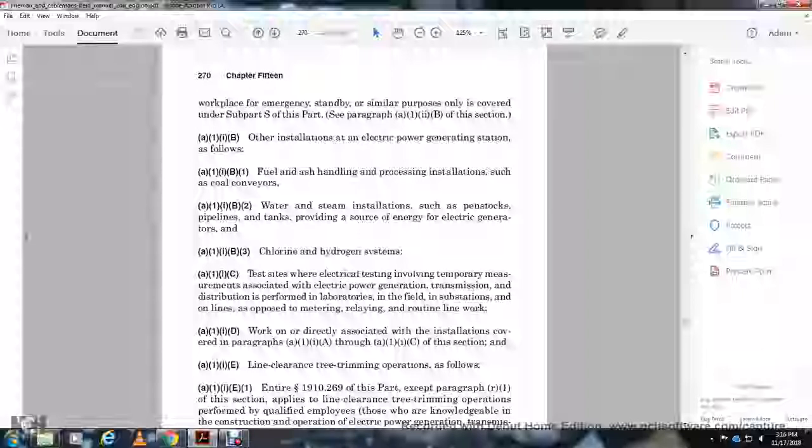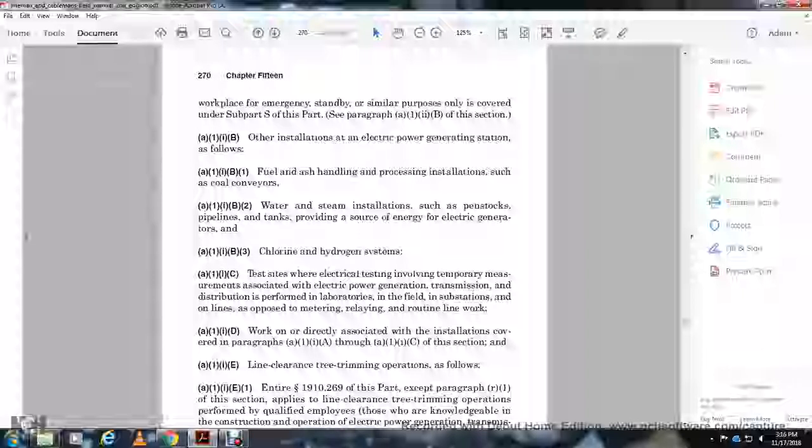(a)(1)(ii)(B): other installations at an electric power generation station, as follows. (a)(1)(ii)(B)(1): fuel and ash handling and processing installations, such as coal conveyors. (a)(1)(ii)(B)(2): water and steam installations, such as penstocks and pipelines, tanks, and the like, providing a source of energy for electrical generators. And (a)(1)(ii)(B)(3): chlorine and hydrogen systems.